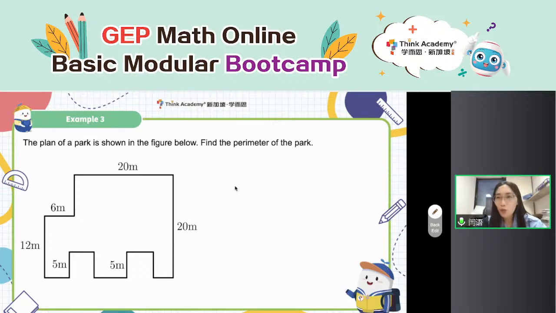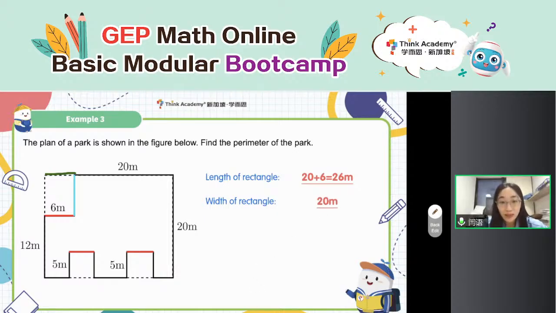Example 3. So what is the difference between this figure and all the previous figures? Now you see that again, the plan of a park is shown in the figure below. Find the perimeter of the park. Well, again, we already know that we can try to push out some sides, right? So here, let's try to push them first. We can get the length of rectangle is 20 plus 6. So here, I push it up. And following this also, what can we get? The width of rectangle is exactly 20 meters. So here, you can just see it on the right side.